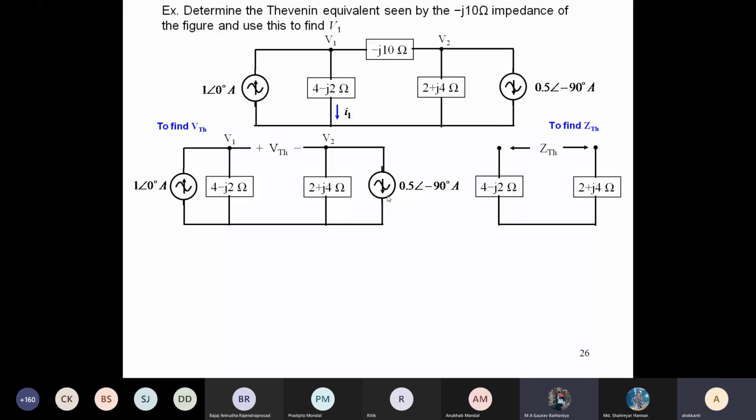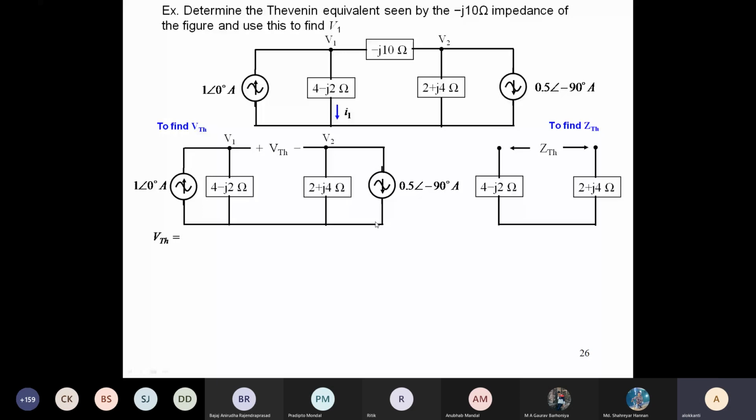So find out VTH. VTH is equal to 6.708. It is basically the potential difference between point 1 and point 2, V1 minus V2. So you have to find the potential at point 1. If the current is 1 angle 0, you can find the potential at point 1. Similarly, with the current 0.5 angle minus 90 in this direction, what is the potential at point 2? These two potentials give you the VTH.